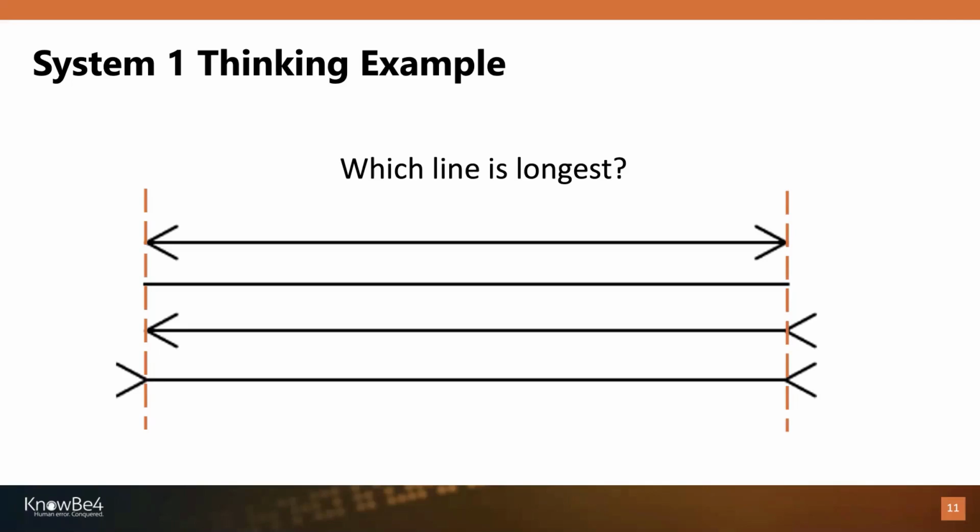But if I were to ask you to make a snap judgment and just say which line is longest and move off the page, you would have said probably the last one or one of the last two lines. And that's just the way that we work. We're always making these little snap judgments based on things that seem to be real, but which may not be real. It's just a perception type of issue that we have.